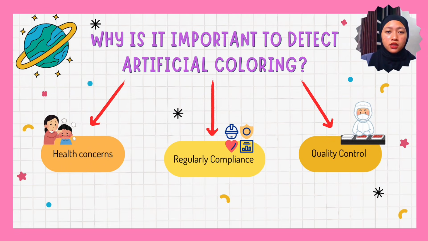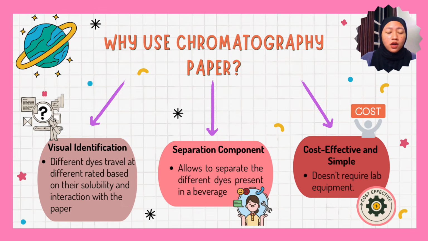The second one is regulatory compliance. Food industries must follow the rules set by health authorities. By detecting artificial coloring, it helps ensure that food products meet legal standards and safety regulations. Lastly is quality control. By monitoring the use of artificial colors, manufacturers can maintain consistent product quality and avoid contamination or even a mistake.